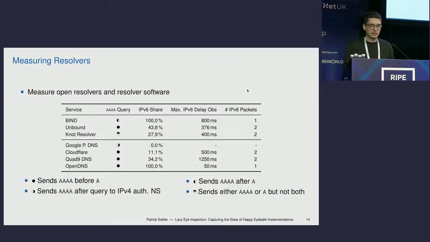Cloudflare, Quad9, and OpenDNS all send, according to our observations, quad A queries first and then A records. But Cloudflare and Quad9 only use IPv6 in 11 and 34% of the cases, while OpenDNS always prefers IPv6 if it's available, and it uses a timeout of only 50 milliseconds, which is very different to what we observe with any other resolver operator. OpenDNS also implements fallback to IPv4 on the first timeout already.